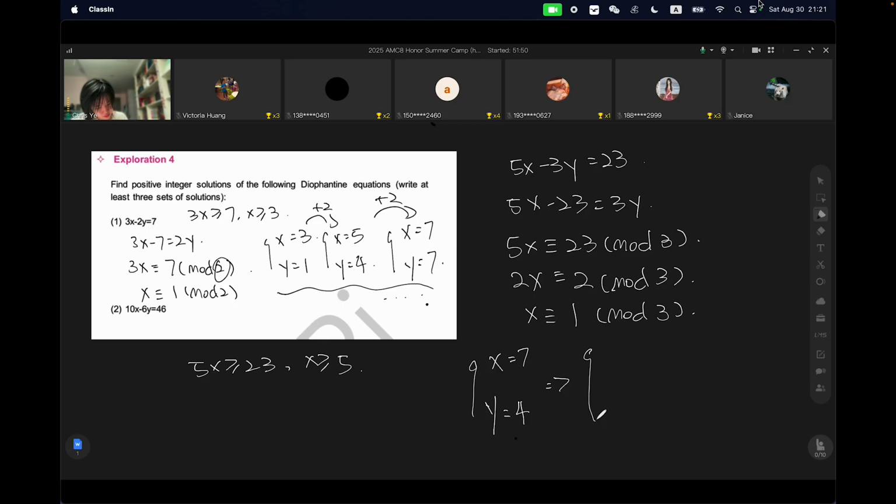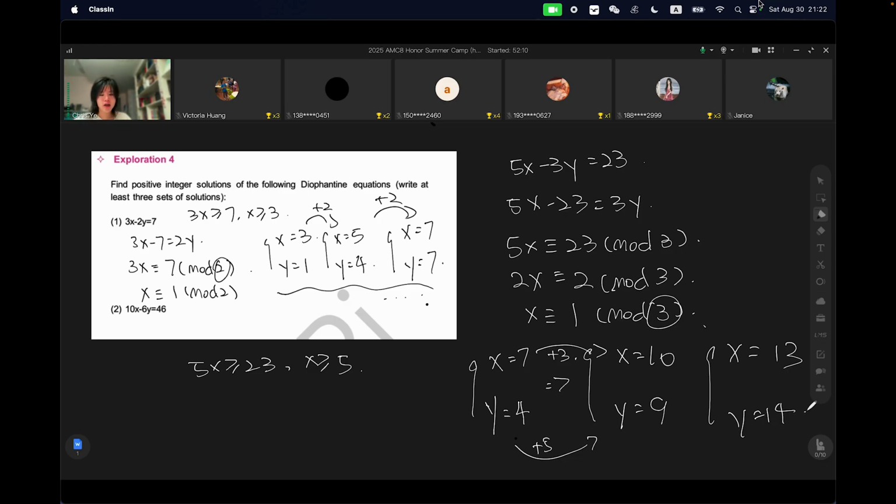And let's continue. So for y, it would be add 5, and for x, it would be add 3, because it's mod 3. So therefore, x equals 10, and y equals 9, and x equals 13, y equals 14. So if we try out all of these solutions, we'll find that they are correct when double checked and plugged back into the equation. So these 3 are going to be our solutions for question number 2. Are there any questions?